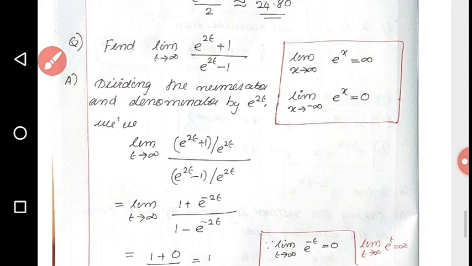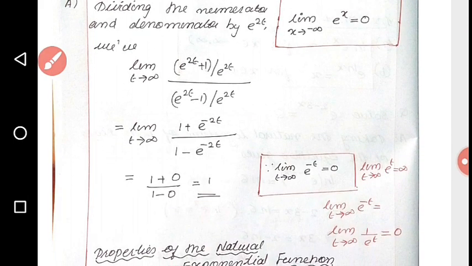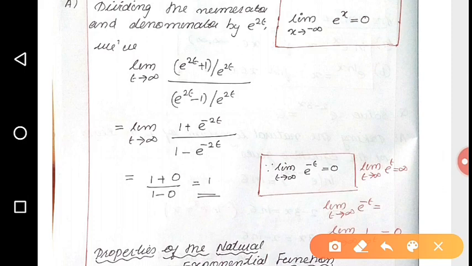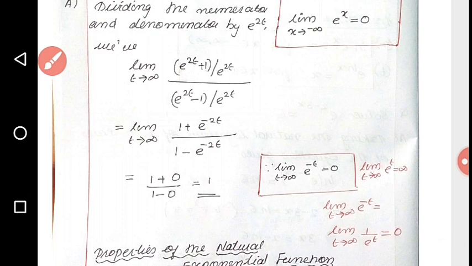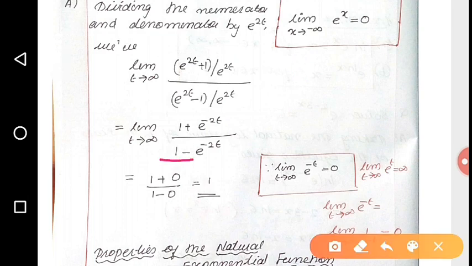Okay. So the right side numerator becomes e raised to 2t by e raised to 2t plus 1 divided by e raised to 2t. This is our numerator. That is e raised to 2t by e raised to 2t is 1, and 1 by e raised to 2t is e raised to minus 2t. Similarly, denominator will become 1 minus e raised to minus 2t. Now we are applying the limit t tends to infinity.